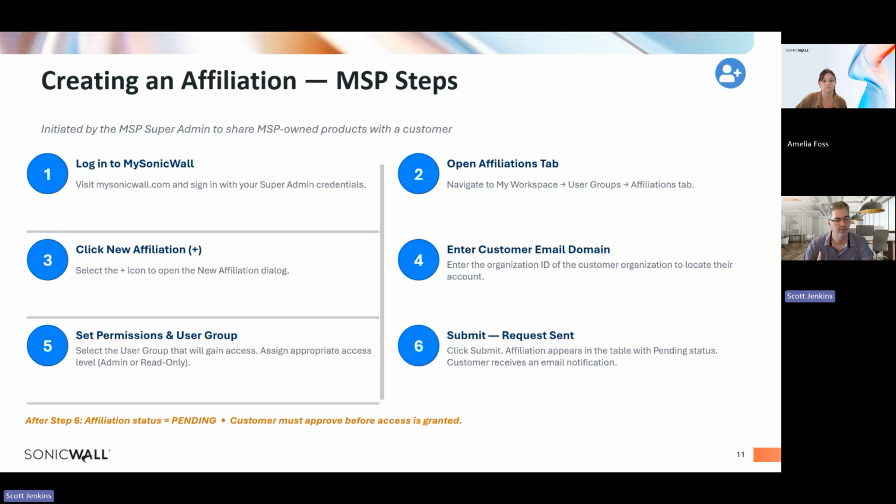Now the affiliation is in a pending status. And what is it waiting for? It's waiting for the other party to say yes. So if the customer has done it to the MSP, the MSP actually has to accept that, or the customer must approve it if it goes the other way. Either way, there has to be an acceptance. You can't just connect to another vendor. This is a two-way agreement.